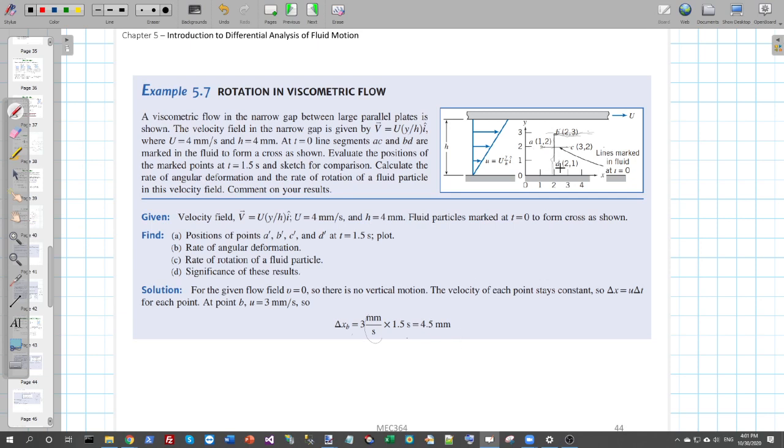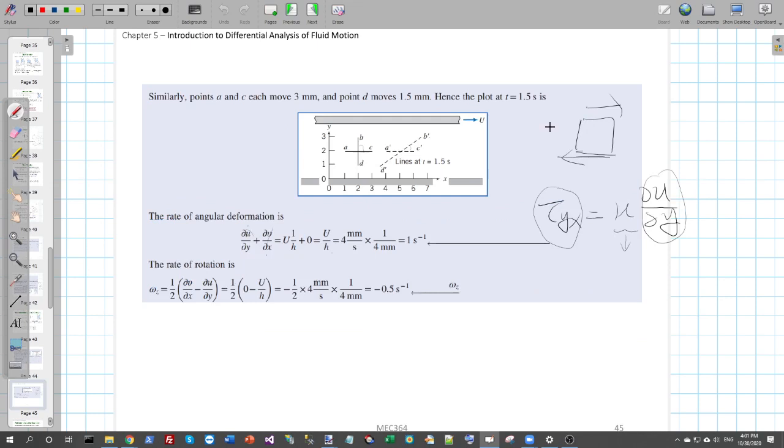Okay, and similarly you can do it for the other 3 particles, so that you can get the new locations after t equals 1.5 seconds of all these particles. You will see that A prime, B prime, C prime, D prime will be the new locations. And you see that B will move further to the right, right? Because B has a larger y velocity, we know that the velocity for point B in the x direction is larger than the velocity of D.